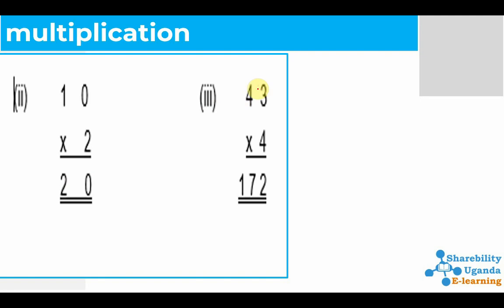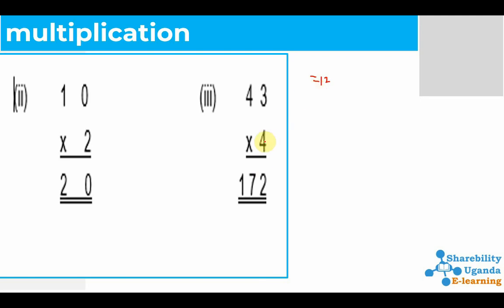Okay, we also have 43. We multiply it by 4. We also arrange it according to our place values. Our 3 in place value 1 and our 4 in place value 1. We say 4 times 3, which is 12. Here we get 12, but we shall not write 12. We shall only write a 2, which is this one, and we carry 1.